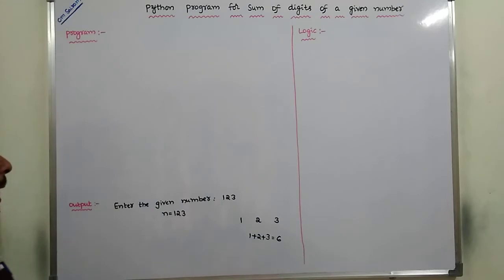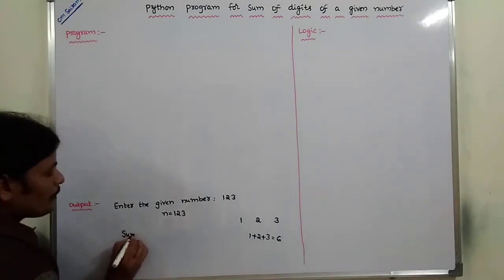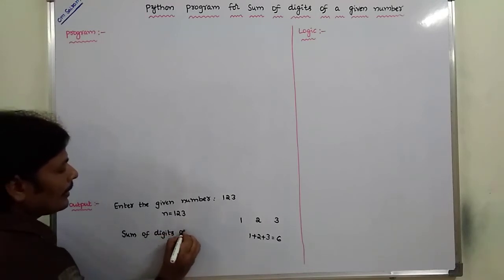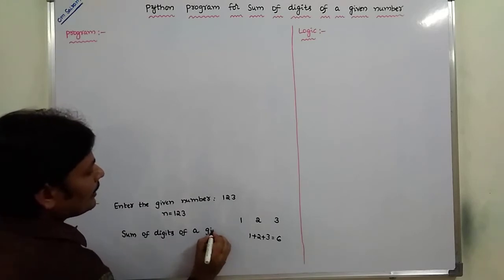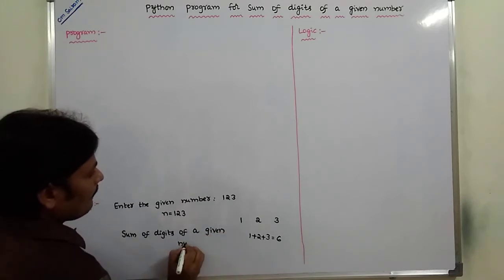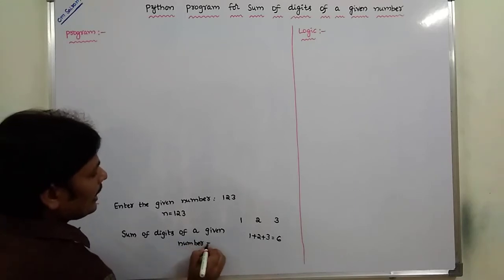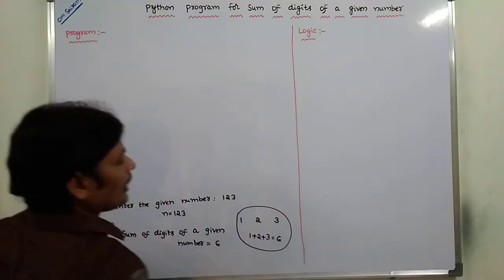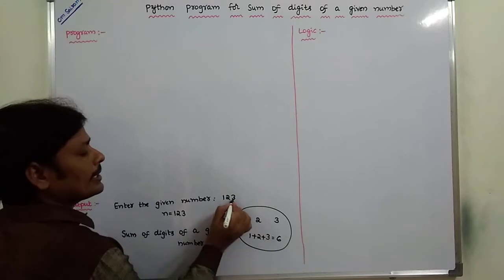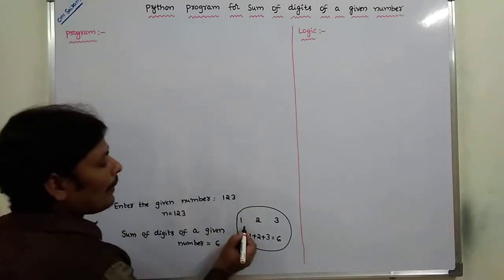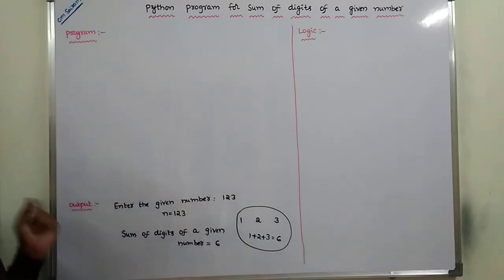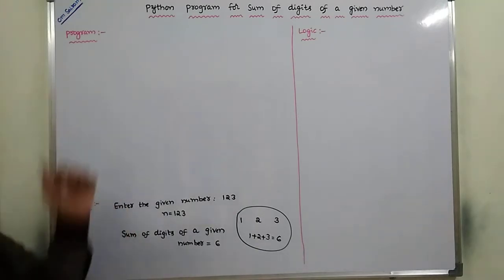That is our program. So the output is sum of digits of a given number is equal to 6. How are we getting 6? So this is the output. 1 is one digit, 2 is another digit, 3 is another digit. Now I am adding first digit plus second digit plus third digit, then we are getting 6. So this is the output of the given program. According to that I am writing the program.